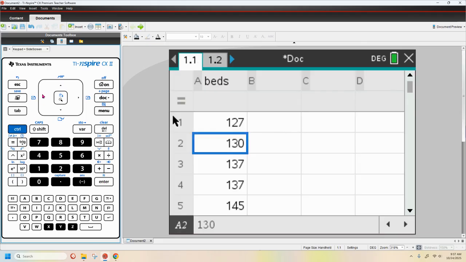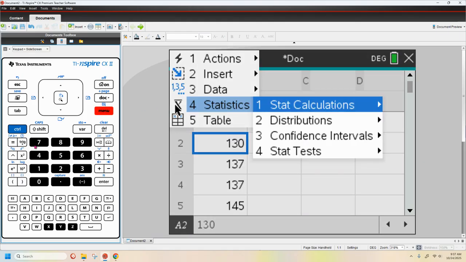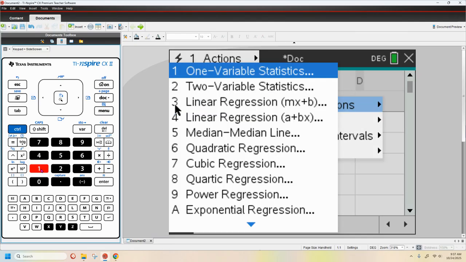So I'm going to go back here to my data because I want to run one variable statistics. Are we ready to do that? So this is on your blue sheet. Also, we do it a lot. It's finding the information, the 411. So menu. And there's our X bar for statistics. So stat calculations. And then we just want to do one variable statistics.